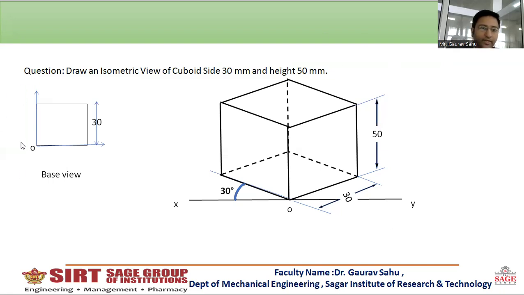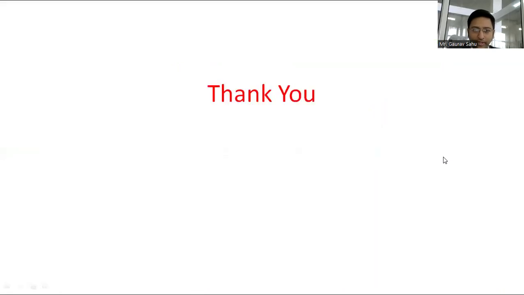And here the base, you actually have to draw on the rough portion, but you have to draw it in actual. Like the base of the cuboid is 30 mm, so you will have to draw the 30 mm box in actual. So this is the whole thing about isometric view. And in our further coming lectures, we will also see other figures. Thank you very much.